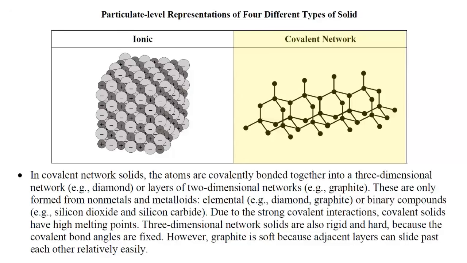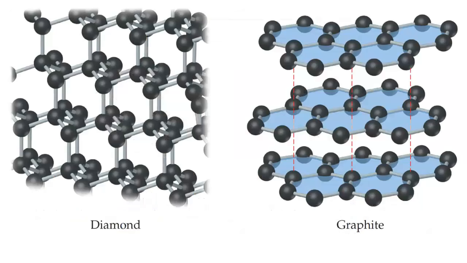Due to the strong covalent interactions, covalent solids have high melting points. 3-dimensional network solids are also rigid and hard because the covalent bond angles are fixed. However, graphite is soft because adjacent layers can slide past each other relatively easily.